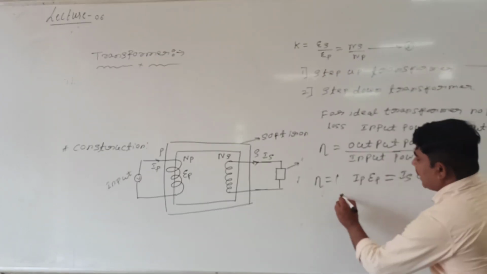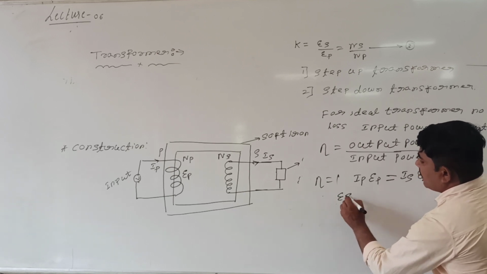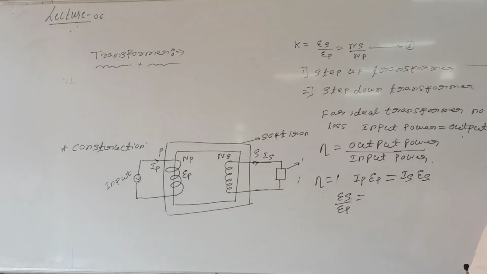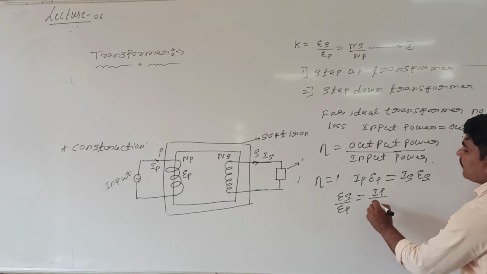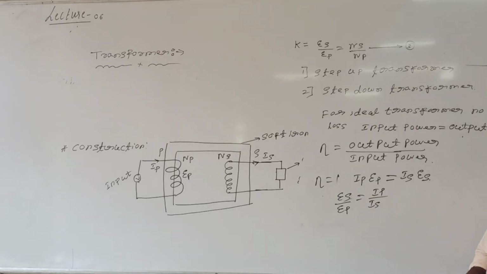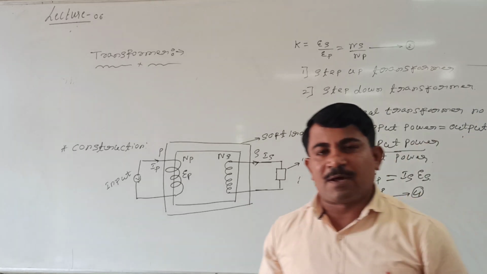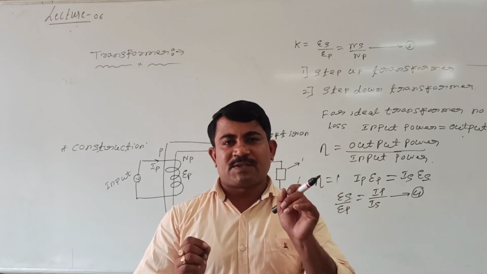From this you can get ES divided by EP is equal to IP divided by IS. I call this equation number 3, and the other one is equation number 4. Now on this basis, we will discuss what is meant by a step up transformer and what its condition is, and what is meant by a step down transformer and what its condition is.